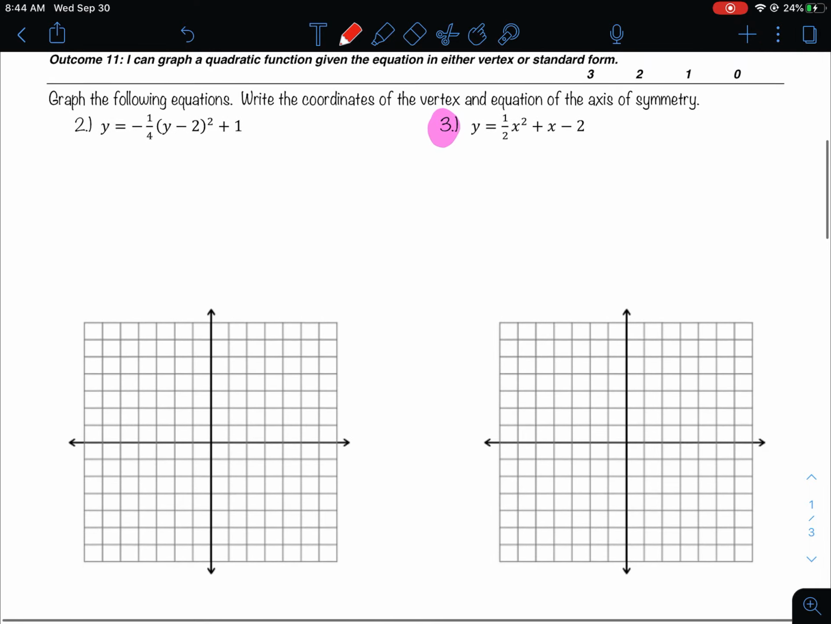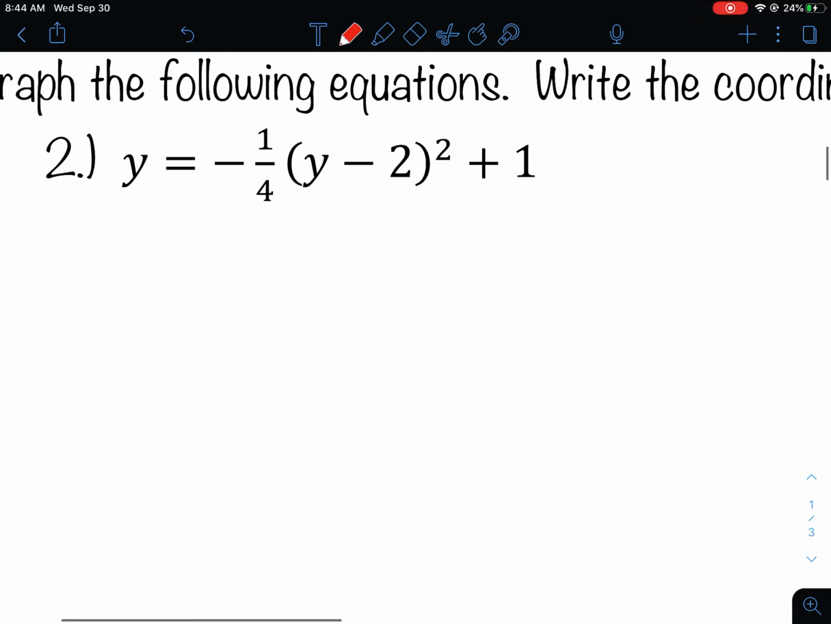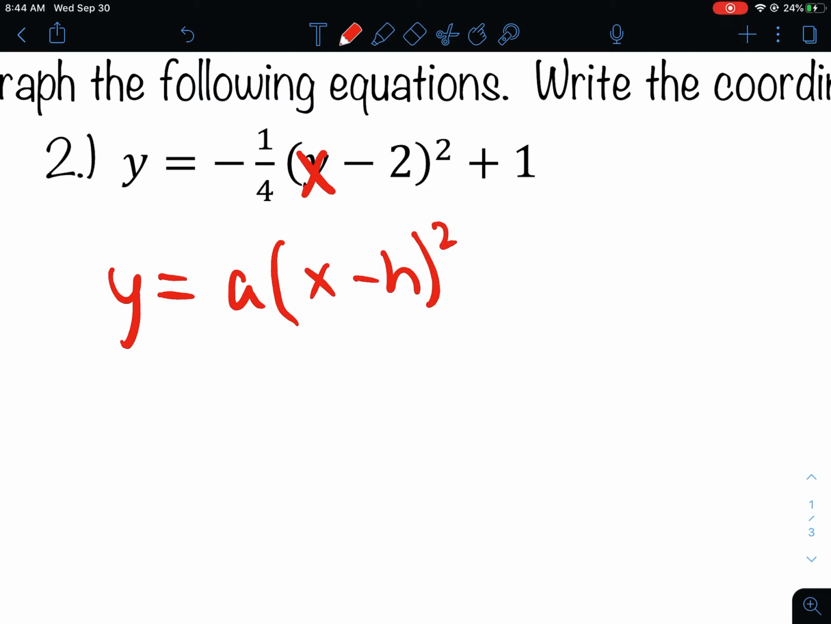I don't need the graphing calculator right now, so let's focus here, and let's look at number 2. Number 2 is already in vertex form. Vertex form, again, is y equals a, ooh, there's a typo. That's supposed to be an x. y equals a, parentheses, x minus h squared plus k. Remember that your vertex is your h and your k, which matches up here.